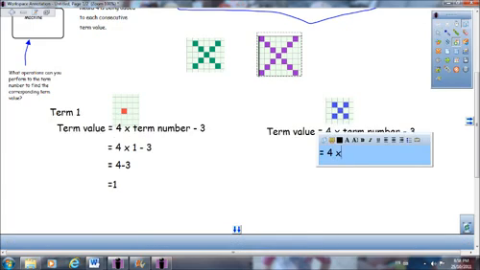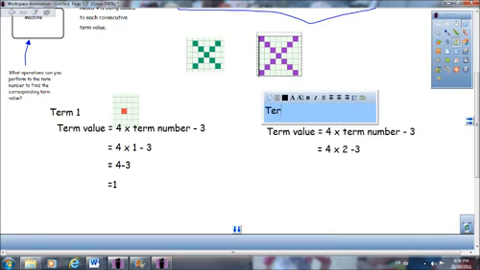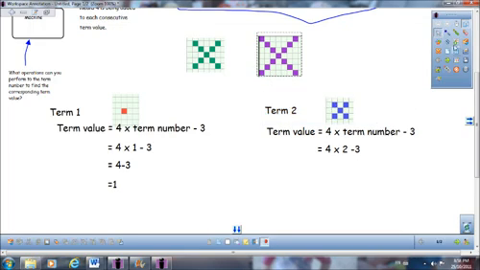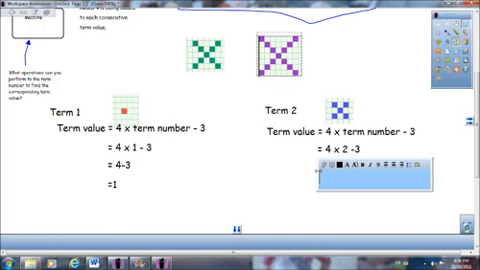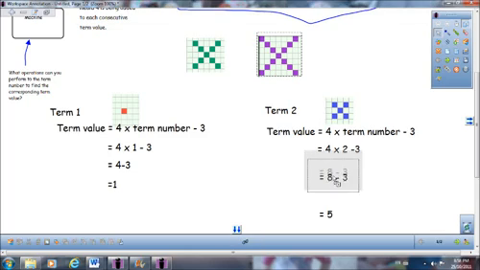Equals 4 times, well, what's the term number for the second term? 2 minus 3. Again, just to be sure that you don't get this mixed up, this is term 2. This is the second proof for term 2. And then if we finish the calculation, equals 4 times 2 is 8 minus 3, which equals 5.